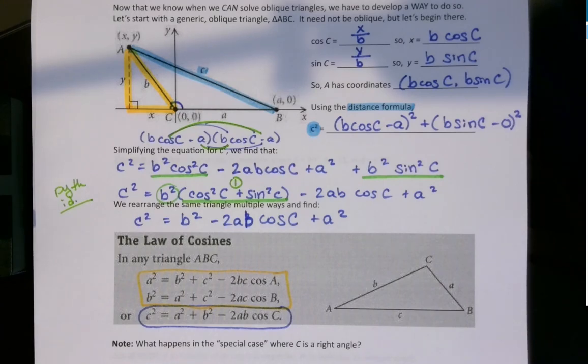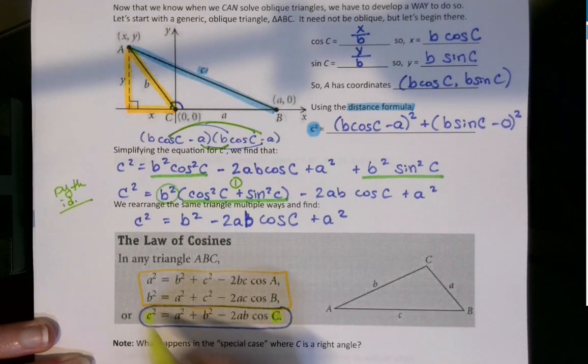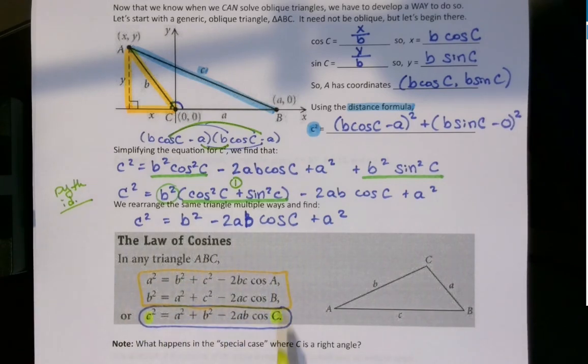What you want to notice from all of these formulas is that the angle that you are talking about is opposite of the side on the other side. So if you have the cosine of angle A, side A is on the other side, and the sides that are on the same side as that angle are the other sides, so B and C. Or in the case of C, A and B.